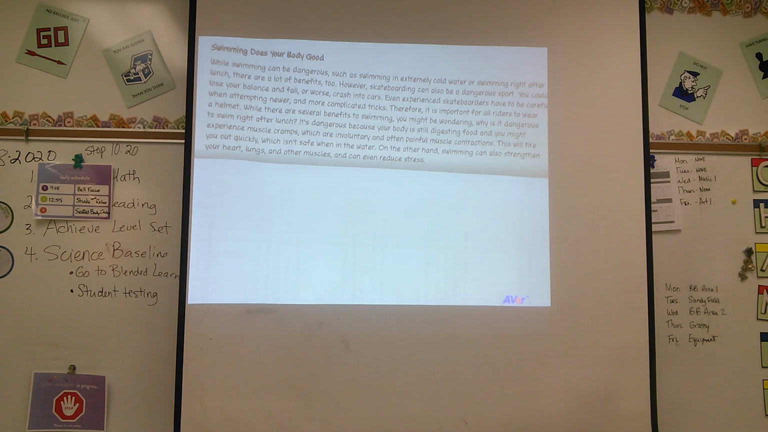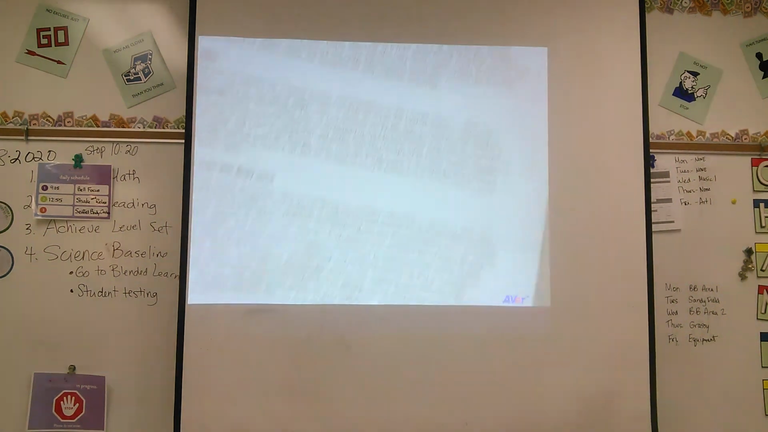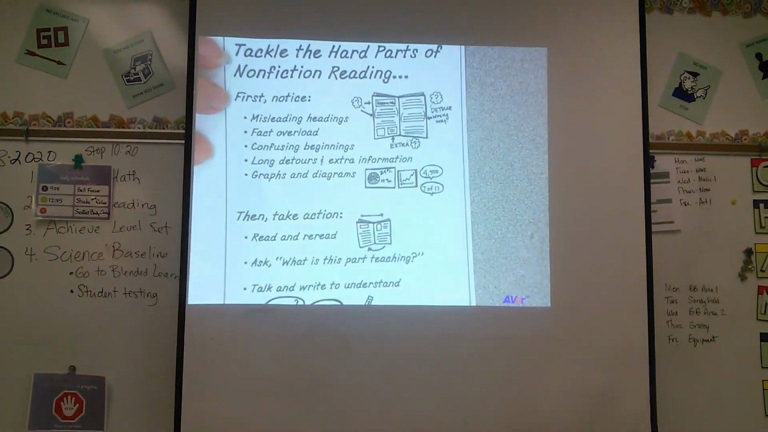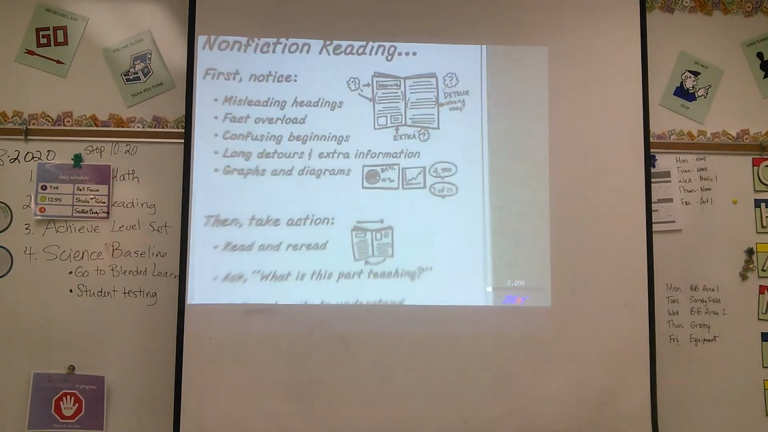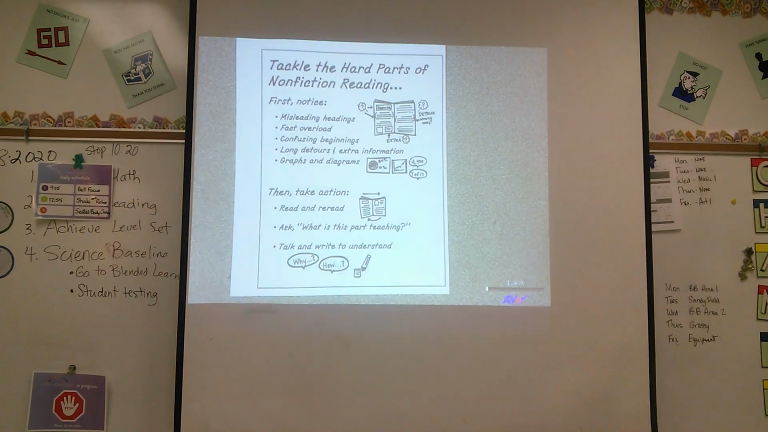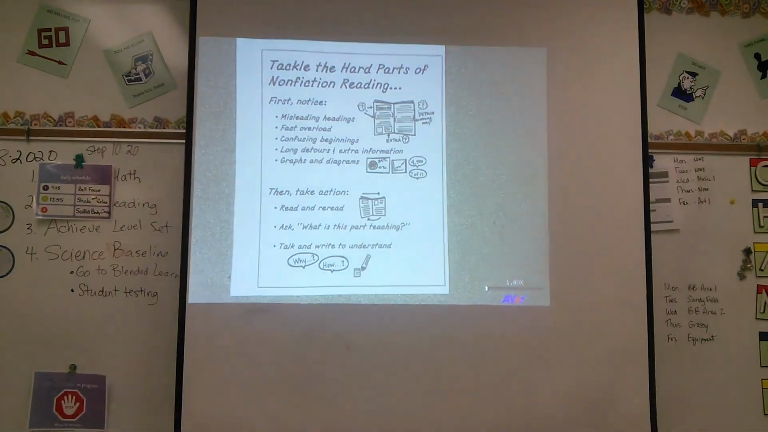So another thing that makes nonfiction text tricky to understand and hard to tackle is detours and extra information that you don't really need, okay? If you look at the chart that you just glued into your journal, this is the chart for our lesson on how we're going to tackle the hard parts of our reading of nonfiction.